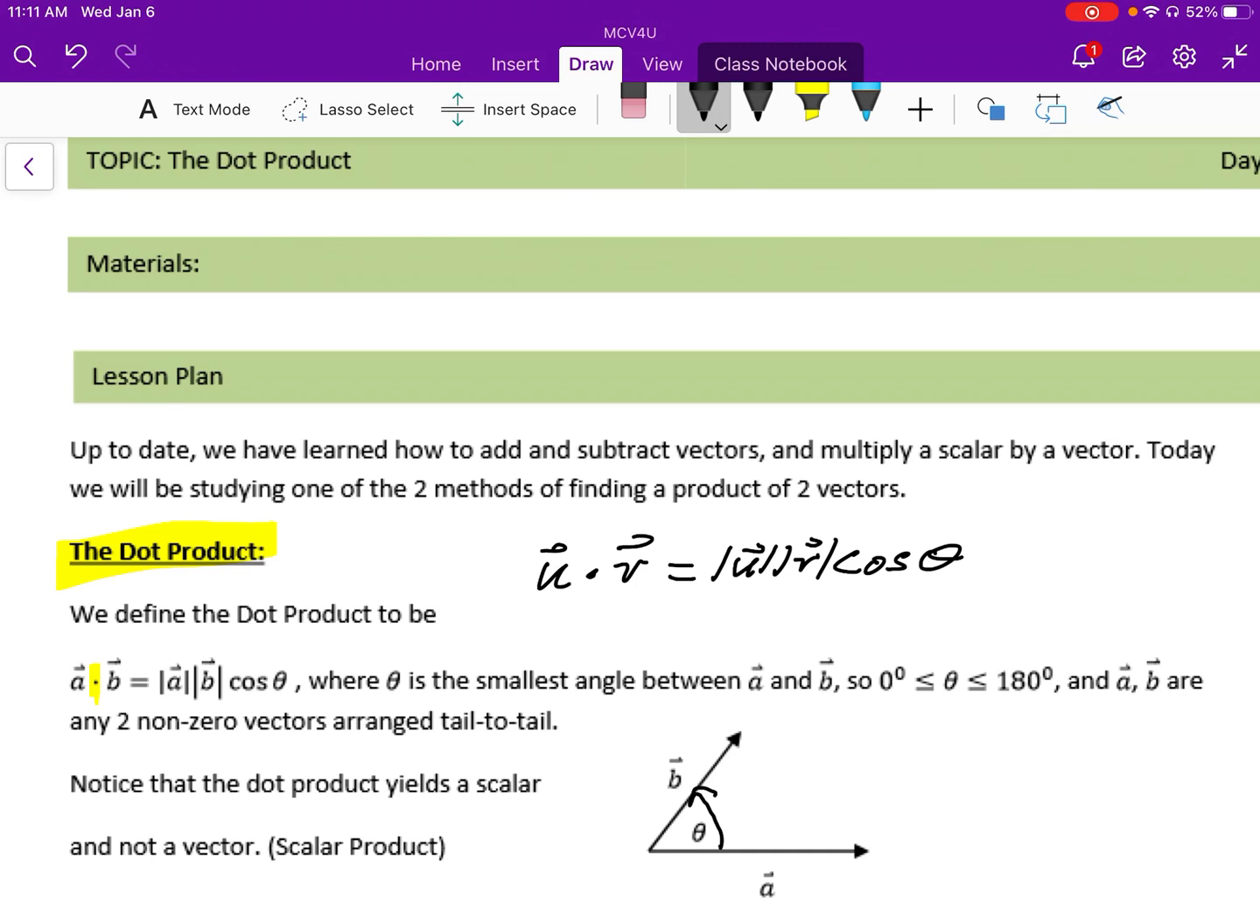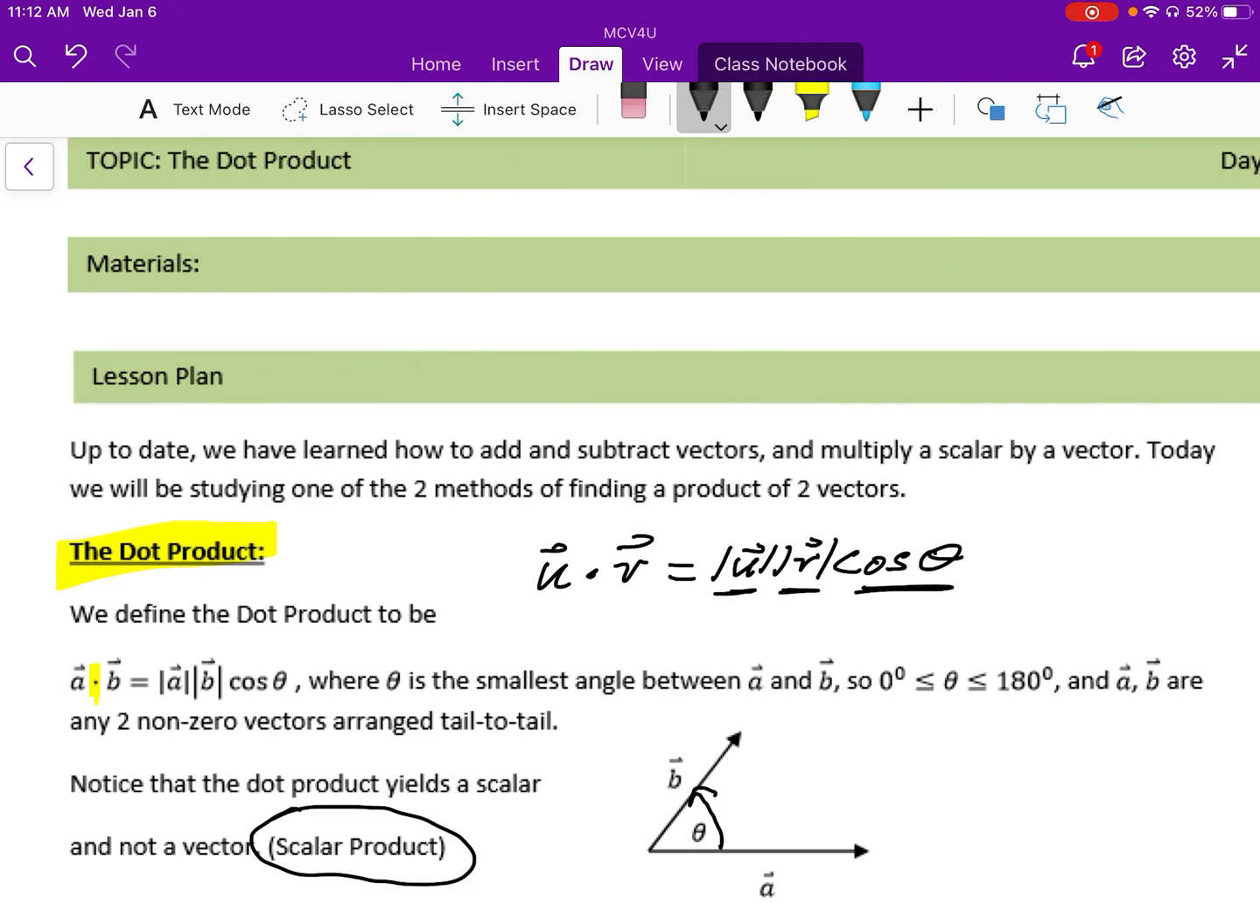One thing to notice is that by the definition of this dot product, since both magnitudes are just scalar quantities and the cos of theta is a scalar quantity, we end up with the dot product being a scalar itself. So it's also called the scalar product. If you see that in the textbook, calculating the scalar product, this is what they're referring to, the dot product itself.